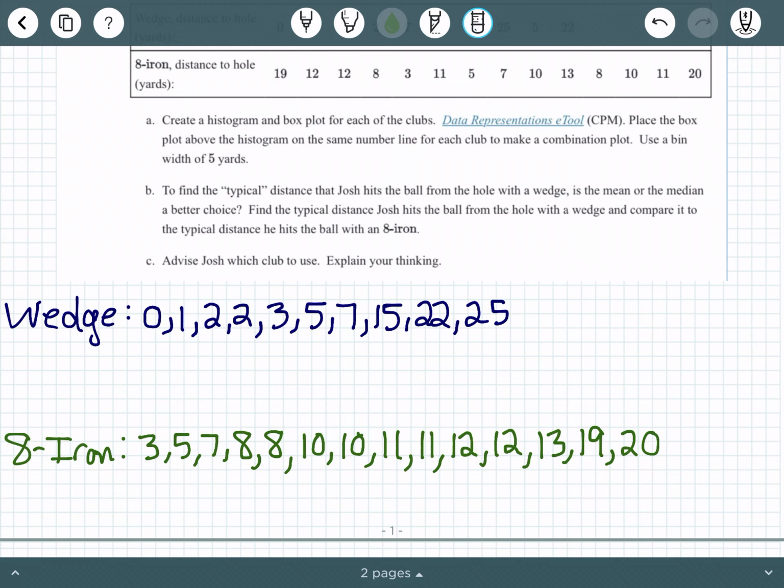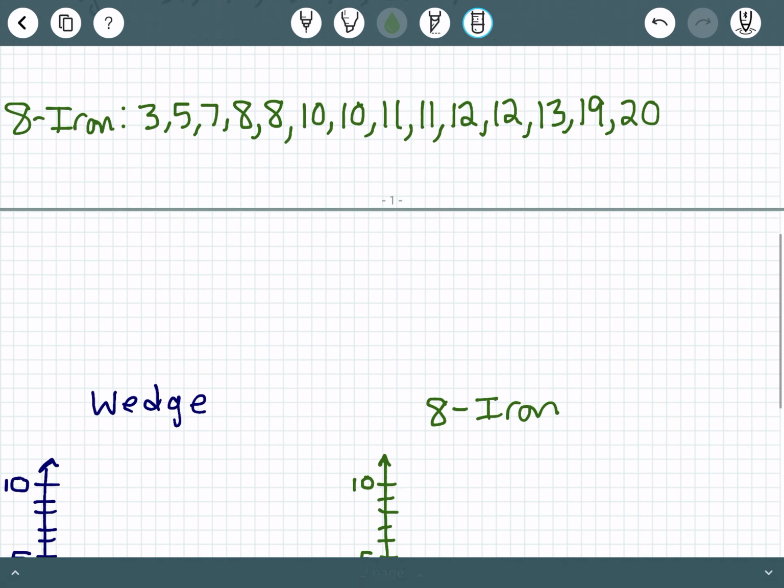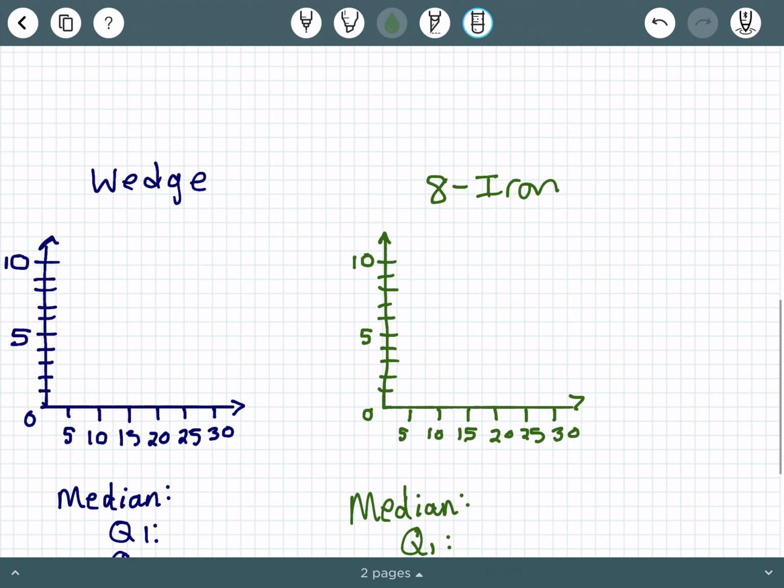And then once we have that, we want to set up our histograms. So we need one for the wedge and one for the 8-iron. Now it told us to go by a bin width of 5, which just means we're going by 5s down here. So we go 5, 10, 15, 20, 25, all the way up to 30. Now neither of the distances go past 30, so 30 is a fine number to stop at. And then I just went by ones on the frequency end.